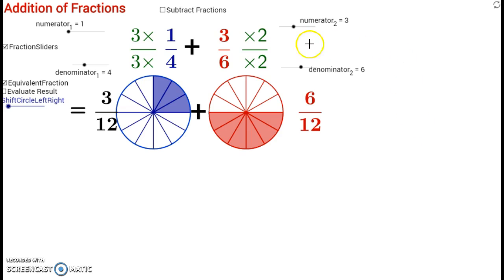Now we're also going to do the same thing over here to 3/6. We multiply 6 by 2 to get 12. So then we have to multiply 3 by 2 to get 6/12.